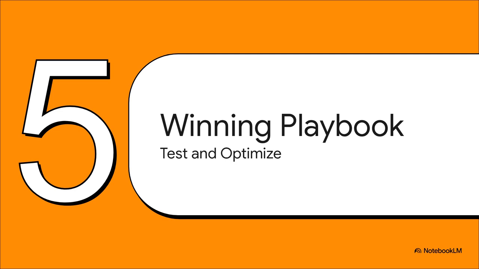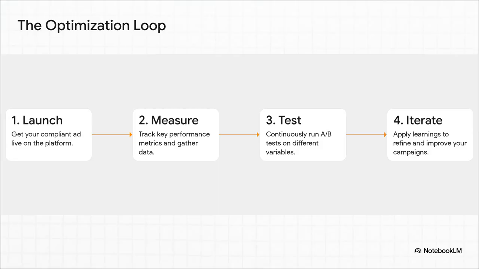The real win is a high-performing campaign, and that means you've got to get into a continuous cycle of testing and optimizing. The playbook for success is actually a really simple 4-step loop. You launch the ad, you measure its performance with cold, hard data. You test different variations to see if you can beat your control, and then you iterate, applying everything you learn to the next version. This isn't something you do once, it's a constant cycle of getting better and better.